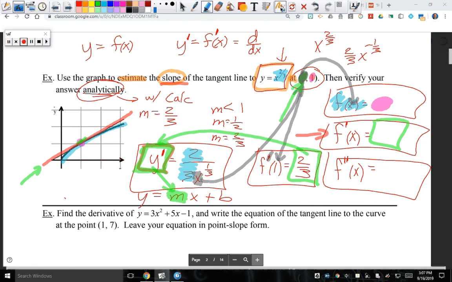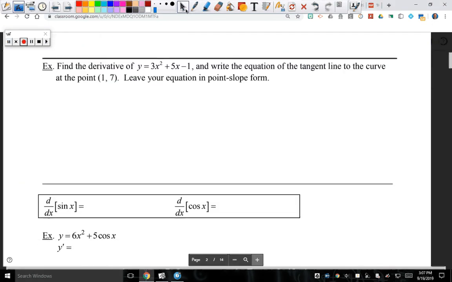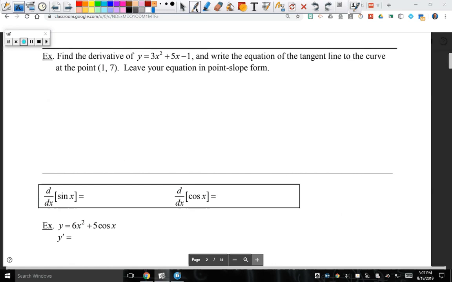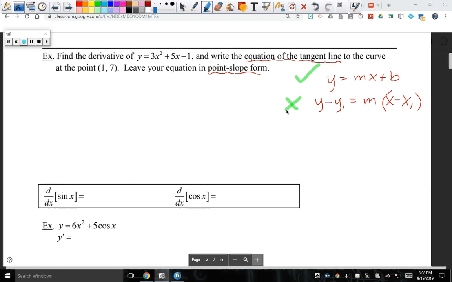Awesome, awesome questions. Alright, so let's move on to this one. The equation of the tangent line is aka the point slope formula. So way back when in Algebra 2, we learned this equation, and we learned this equation. And I'm willing to bet that almost all of you preferred this equation, and you're like, ugh, the point slope. Here's what I'll say.